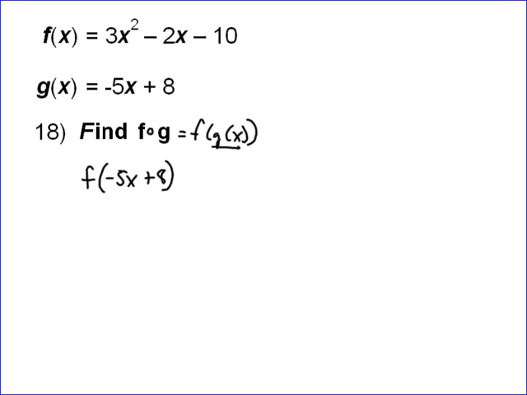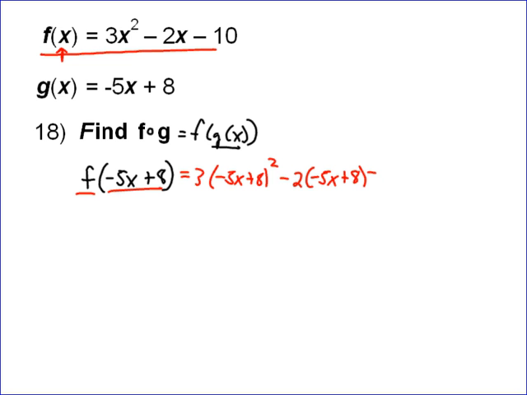Now, what this tells me is I use this function, that's what the f tells me, and then instead of writing x, I write negative 5x plus 8. So everywhere I see x, I'm going to write negative 5x plus 8. And then it just becomes a matter of simplifying what we have here.